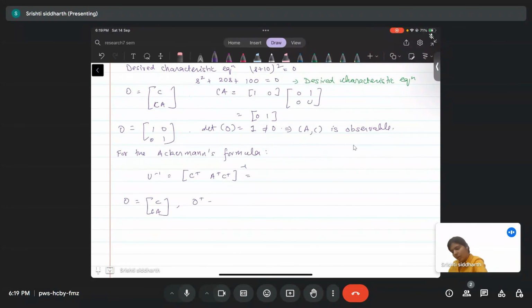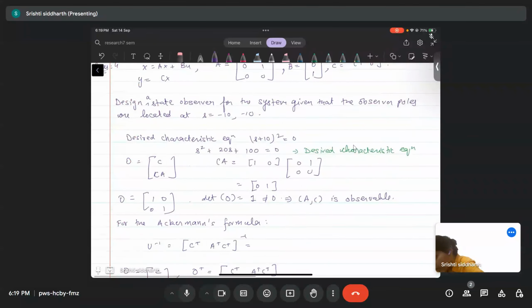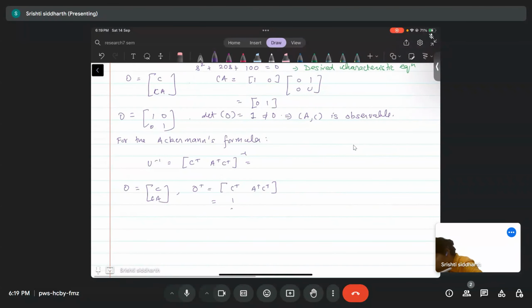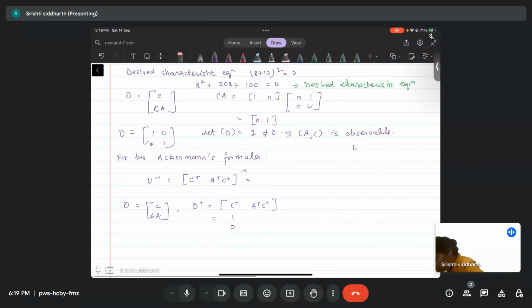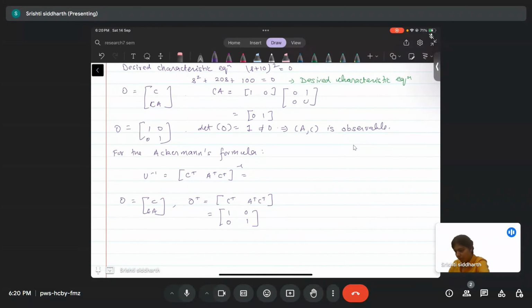Then we have the observability matrix transpose as C transpose, and C transpose A transpose. C is 1 0, and we have the transpose of CA, so we have 0 1. The inverse of the identity matrix is again identity, so we have this here.